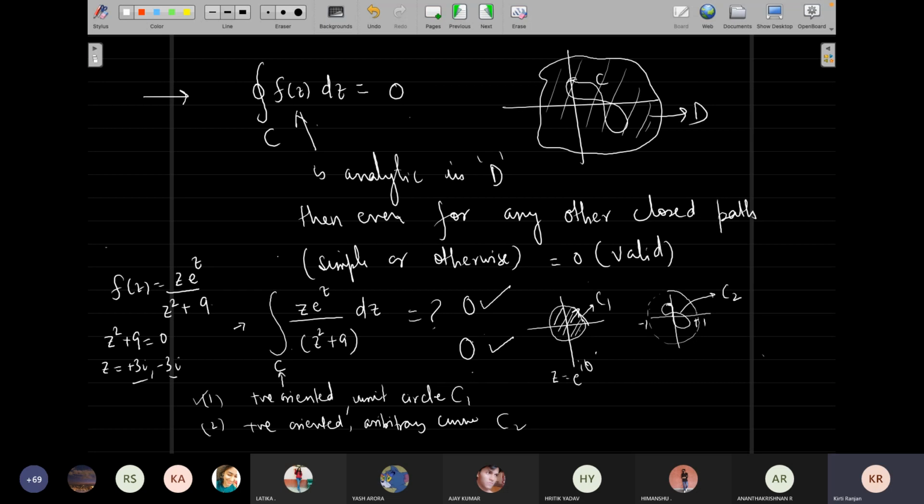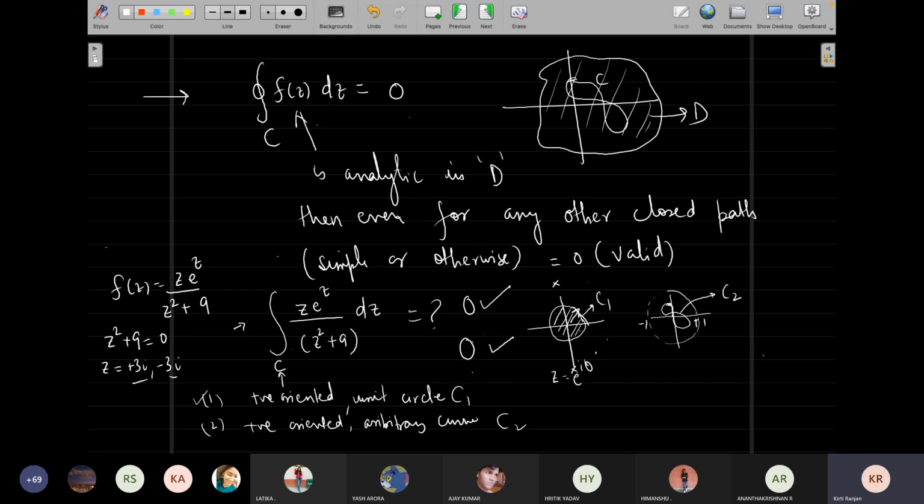So as far as the path of integration is considered, this function is analytic within this contour and inside this contour everywhere, right? And hence you can apply your Cauchy-Goursat theorem, because even though the function has singularities at plus 3i and minus 3i, these singularities are not coming in the path, and hence the result will be 0.